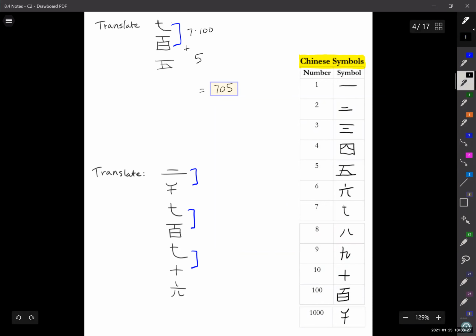So as we translate this, we see the first pair is 2 times 1,000, followed by 7 times 100, followed by 7 again, but this time times 10. And then finally, we've got our straggler 6. So this would be 2,000 plus 700 plus 70 plus 6, 2,776.